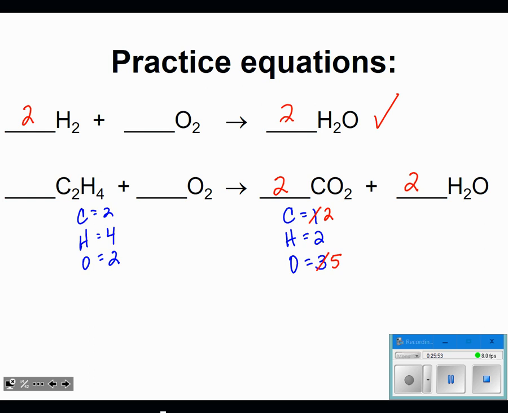So when I do that, I get 2 times 2 is 4, and I get 2 times 1 is 2 oxygens there, plus another 4 oxygens. So this has 4 oxygens plus 2 oxygens, so that makes 6 oxygens overall. That fixes my hydrogens and my carbons, but now my oxygens are messed up. So I can put a 3 right there. That will be 3 times 2, which will give me 6, and now I will be balanced. Okay.